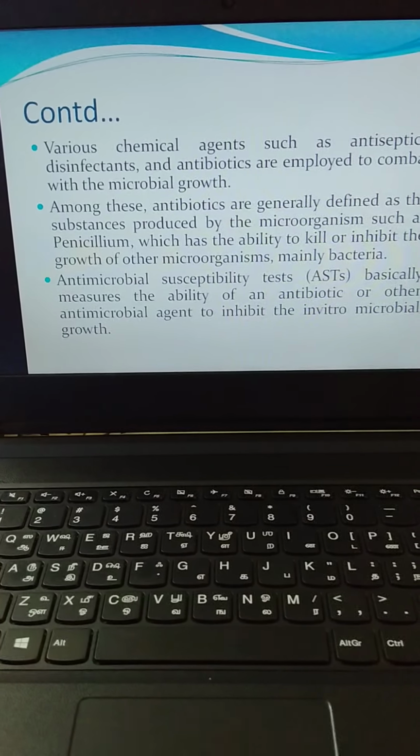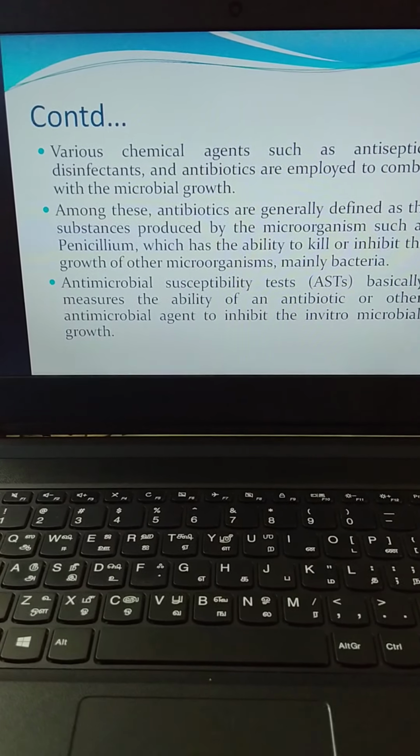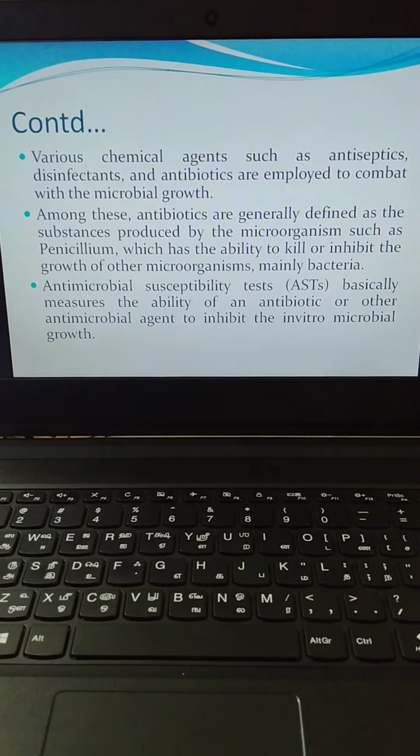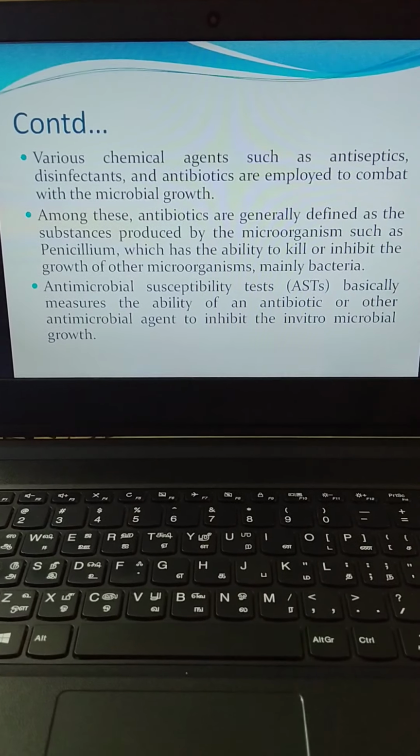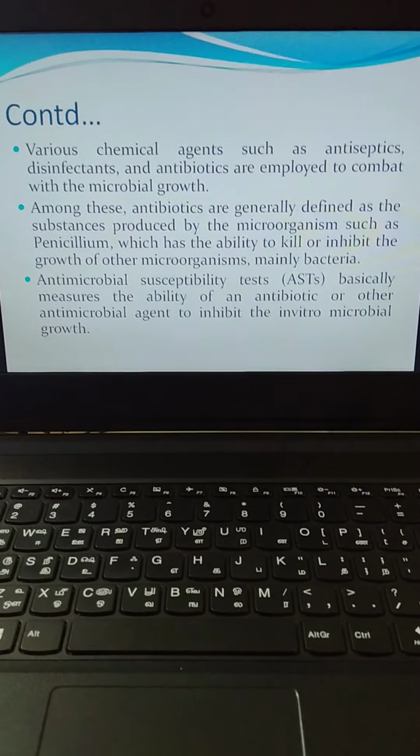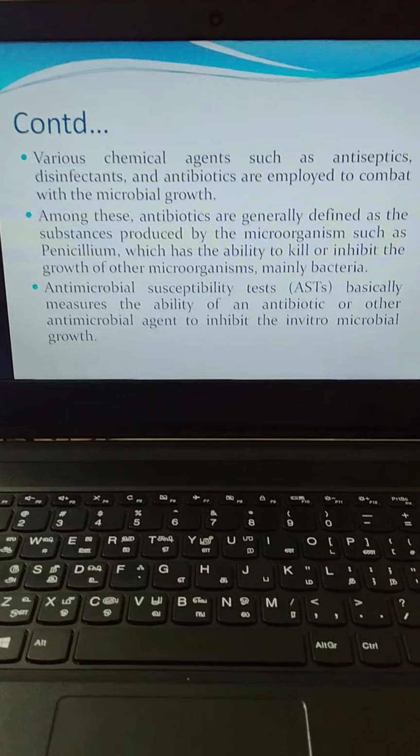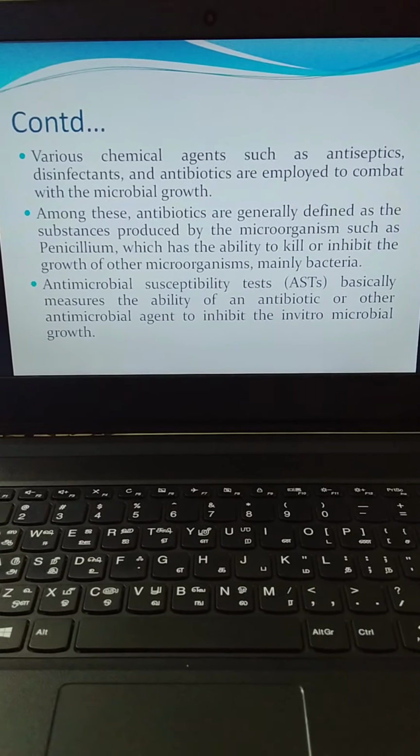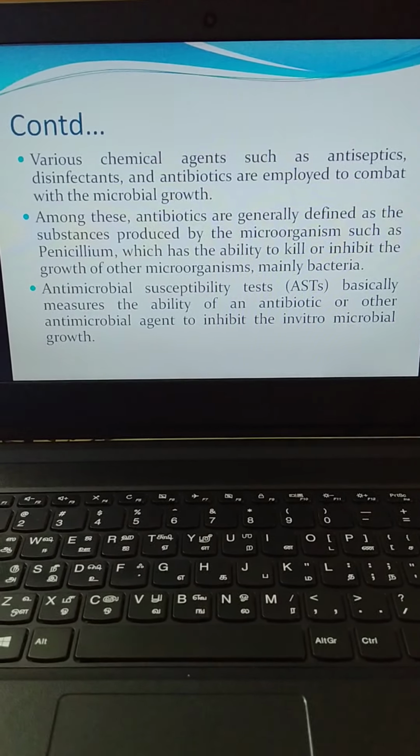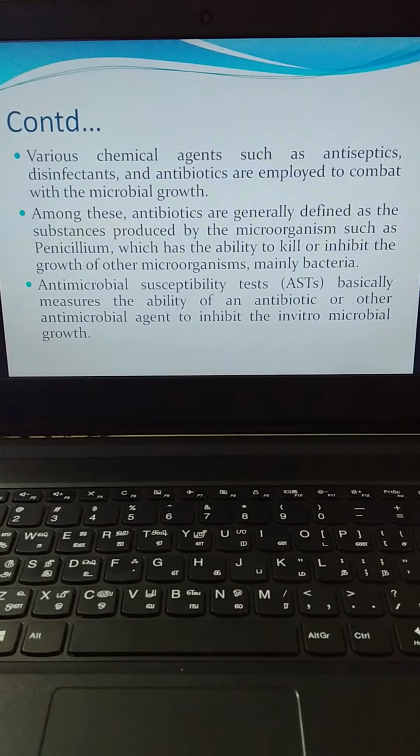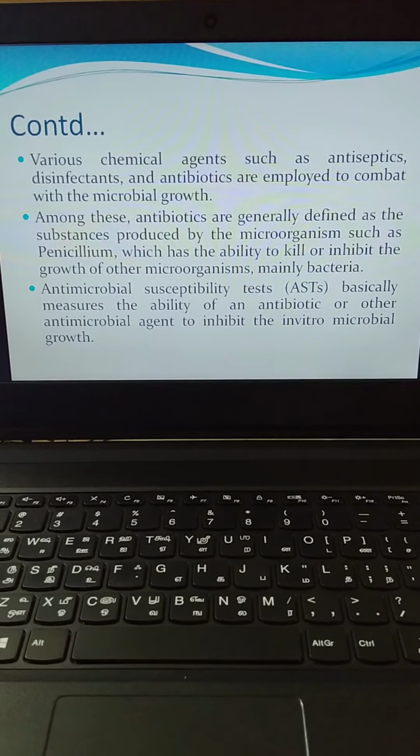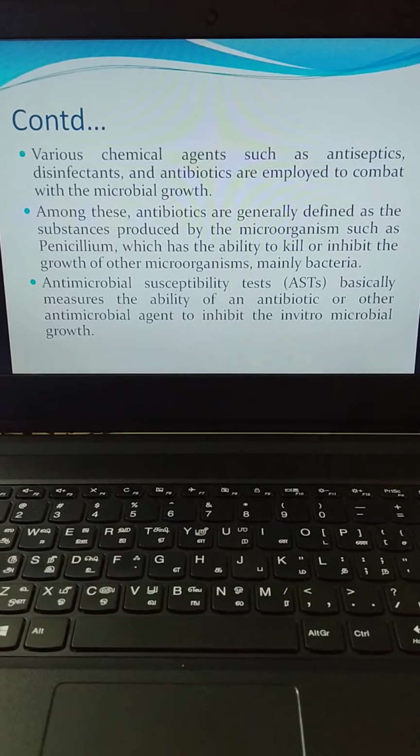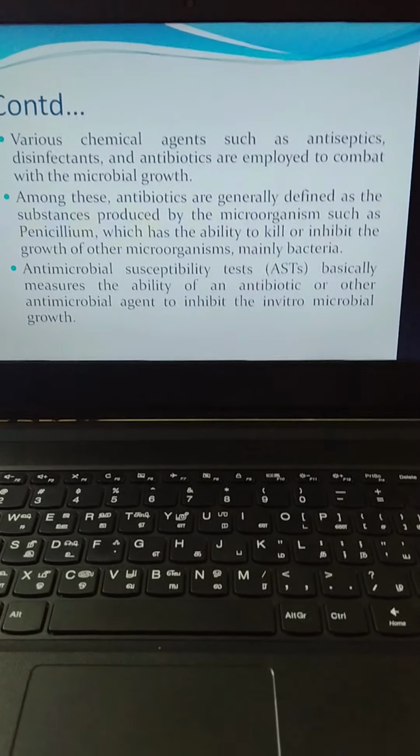Here, what we are going to use is various chemical agents like antiseptics, disinfectants, and antibiotics. These are all used to combat microbial growth. Among these, antibiotics are generally defined as substances produced by organisms, such as penicillin, which have the ability to either kill or inhibit the growth of other microorganisms, mainly bacteria.